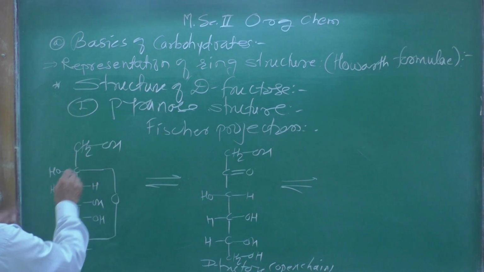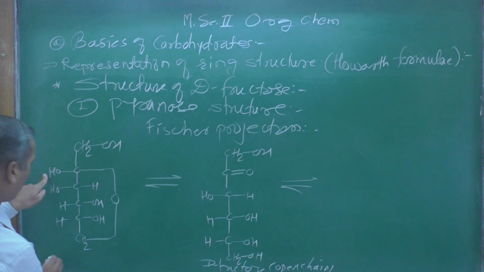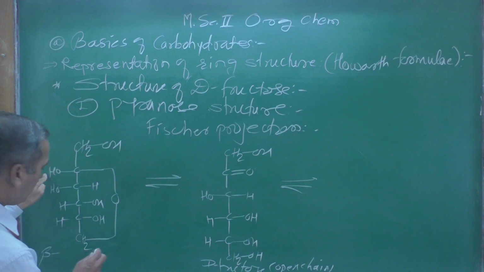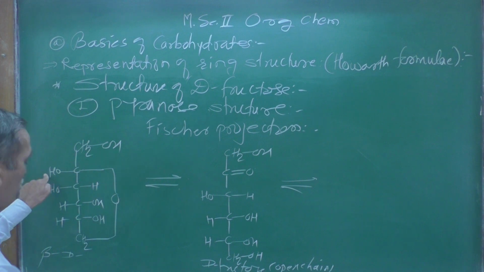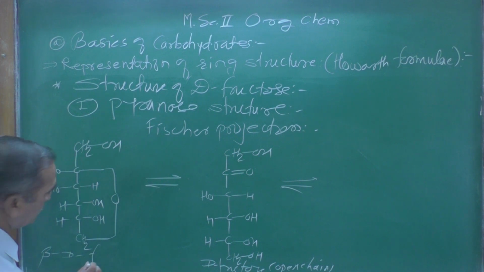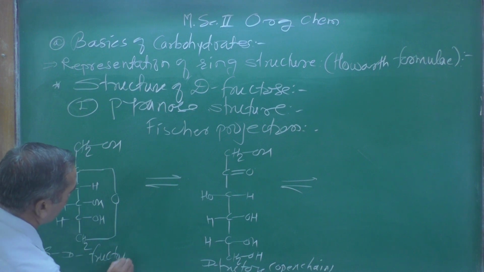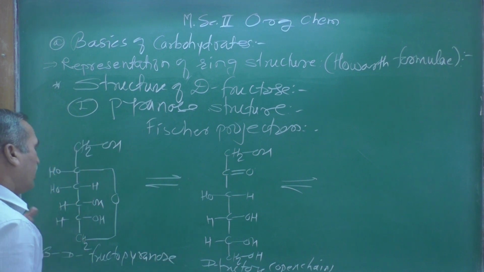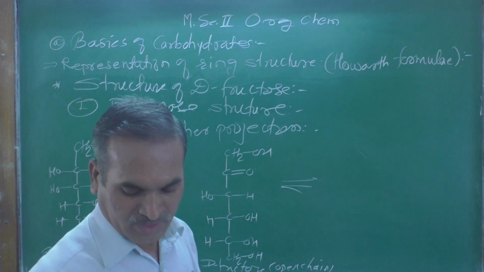This is the beta D. This hydroxy group is on the left hand side, meaning above the plane, and therefore it is designated as beta D fructopyranose. This is the name of this compound, beta D fructopyranose.